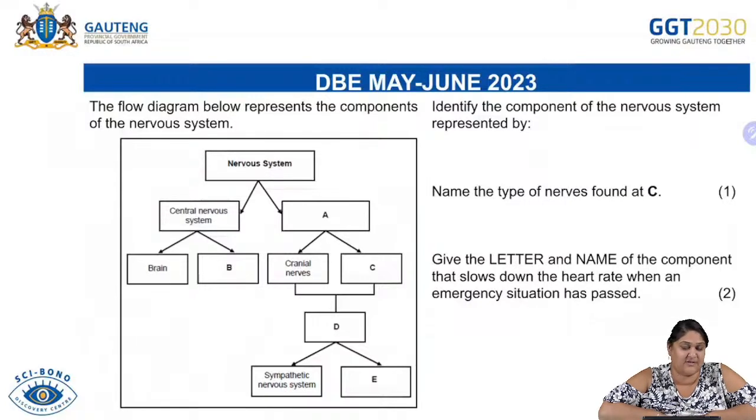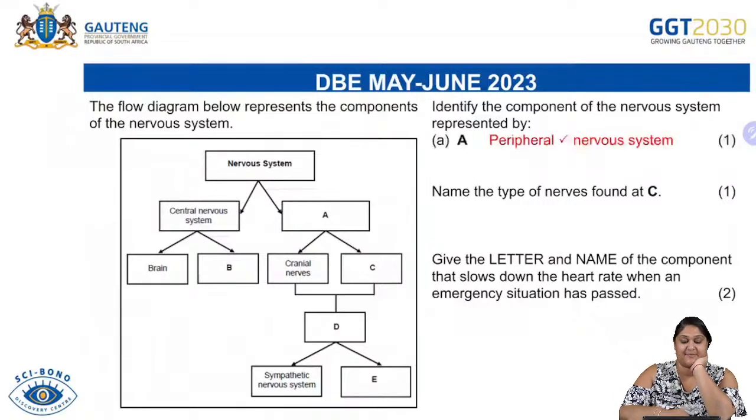And like I told you, it was the brain, and what is the other part? Okay, and then we have the other one, which is the cranial nerves and the other nerves we're going to look at. And then once again, those cranial nerves with those other nerves are going to form another division of the nervous system, and that is the sympathetic and the parasympathetic. So here we need to identify the component of the nervous system presented by A. So A is the peripheral nervous system.